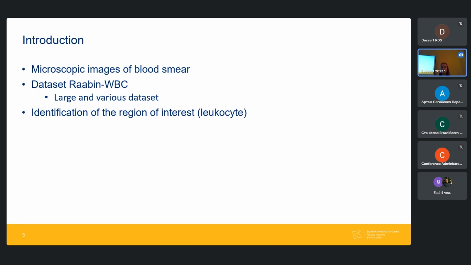To introduce the topic a little bit, we are going to talk about the microscopic images of blood smear. The dataset chosen for this research was a rabbit VPC dataset due to its large volume and variety of the images. I will talk about the dataset a little bit later on. Actually, the aim of the study is the identification of the region of interest, which is actually identification of leukocytes in the blood smear images.